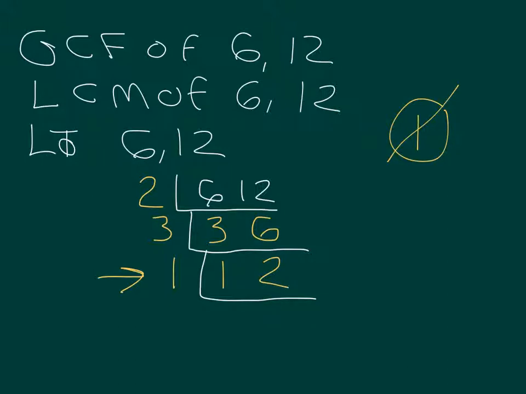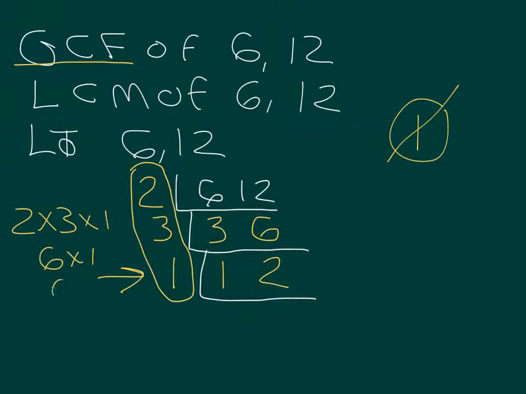Now, let's see how we're going to do this. I want to find the GCF. In order to find the GCF, I'm going to take these outside numbers, the 2, the 3, and the 1, and multiply them together. That is 2 times 3 times 1. 2 times 3 is 6, times 1 is 6. So my GCF of 6 and 12 is 6. It's just multiplying the outside numbers of the whole slide process.